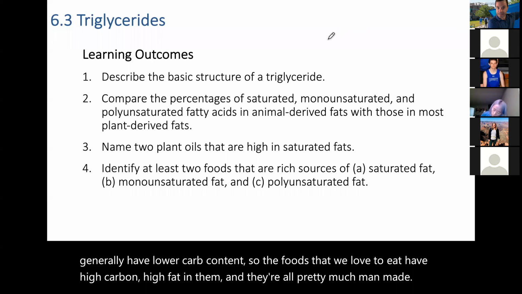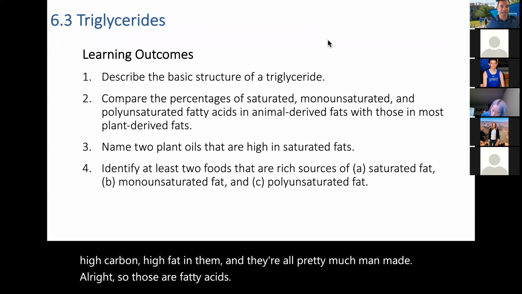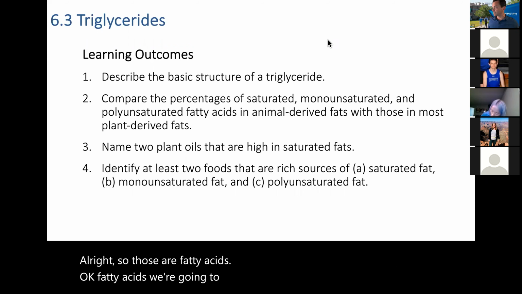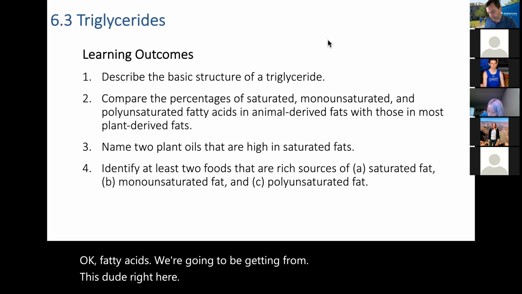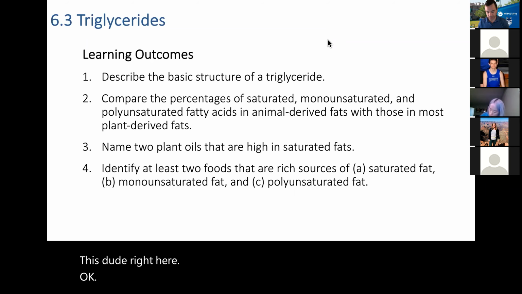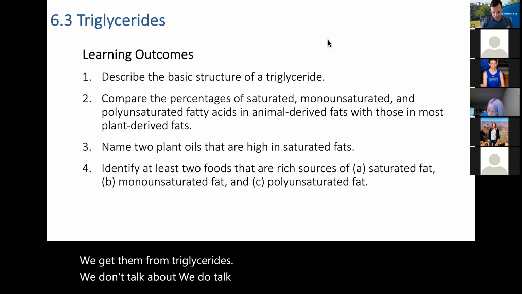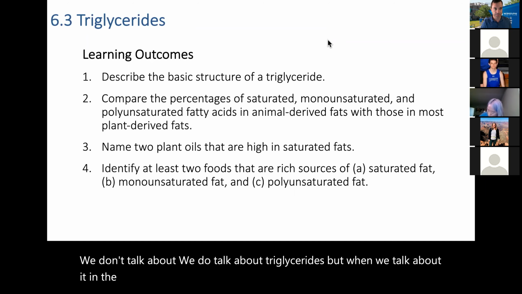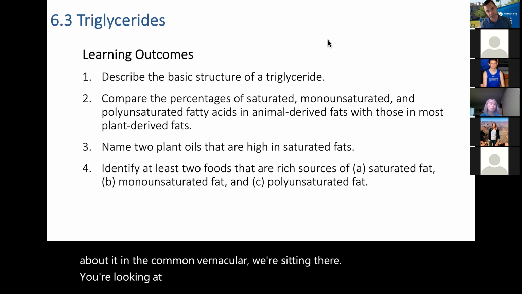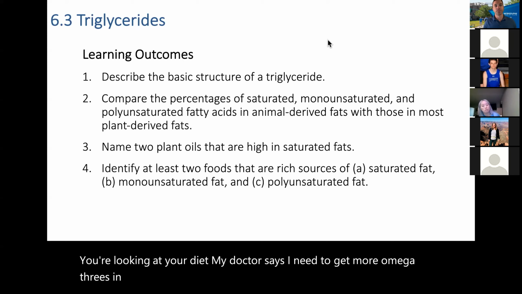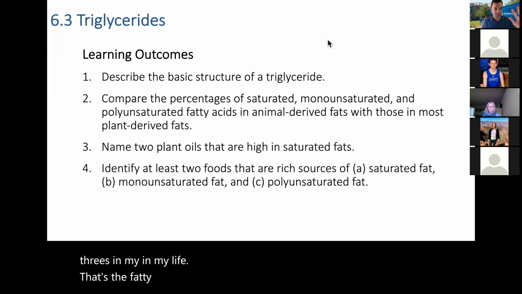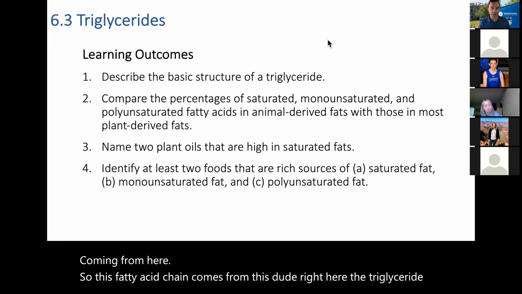All right, so those are fatty acids. Okay, fatty acids we are going to be getting from this dude right here. We get them from triglycerides. We do talk about triglycerides, but in the common vernacular, you're looking at your diet, and your doctor says I need to get more omega-3s in my life. That's the fatty acid chain. The fatty acid chain that's coming from here. Right? So this fatty acid chain comes from this dude right here, the triglyceride molecule.